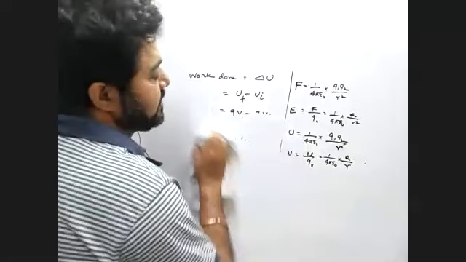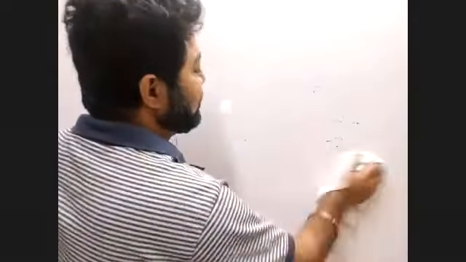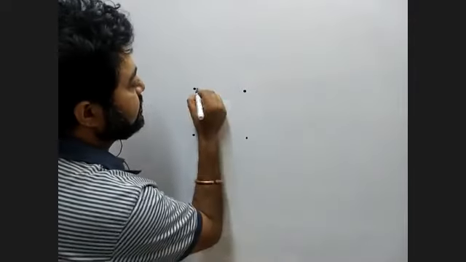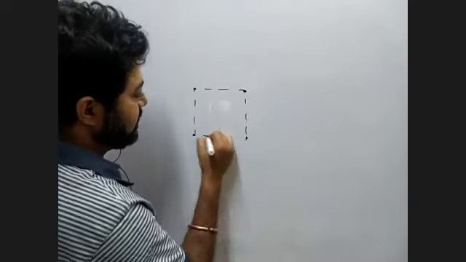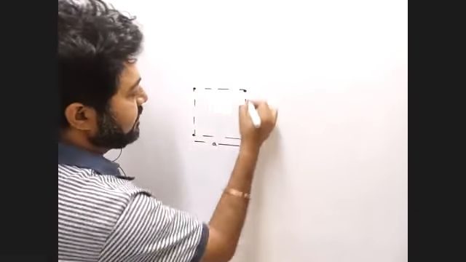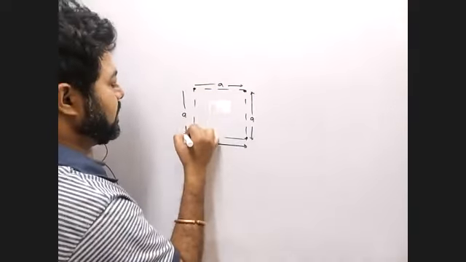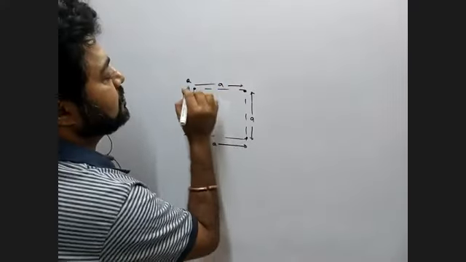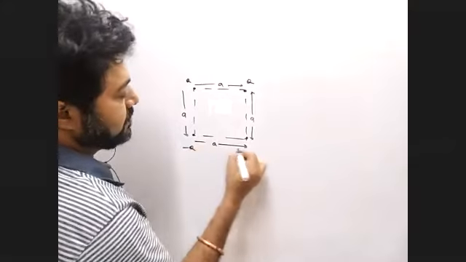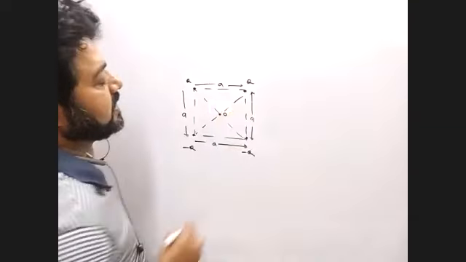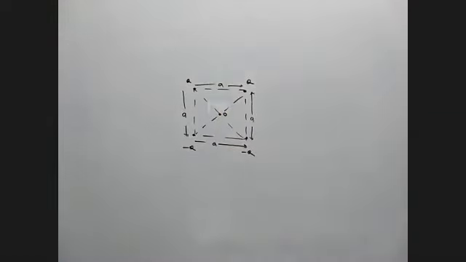So sometimes the examiner gives you both types of question at a time. Like they give you four particles, the separation is each A, which means it's a square arrangement. Put charges Q, Q, minus Q, minus Q. And if they ask you to find the electric field and electric potential at the center, it's a very simple thing.